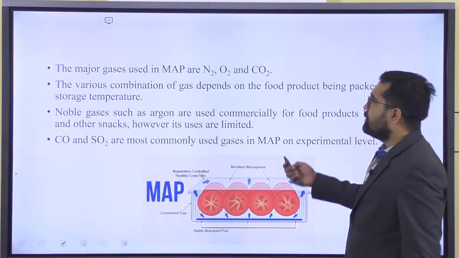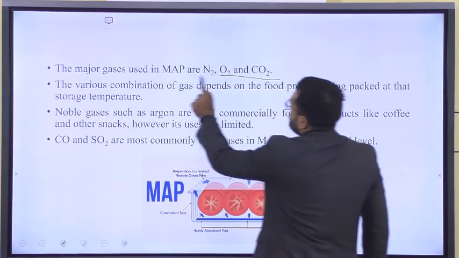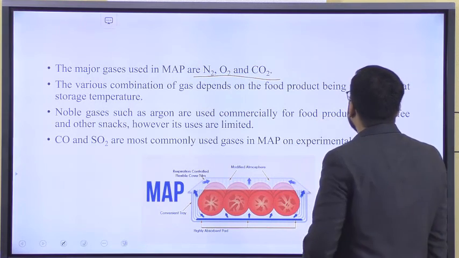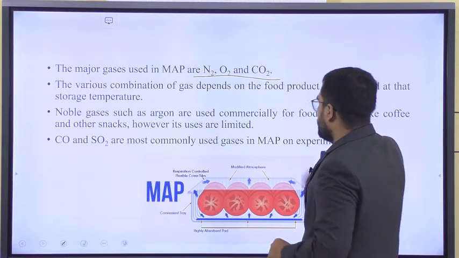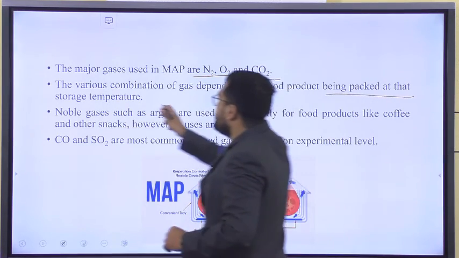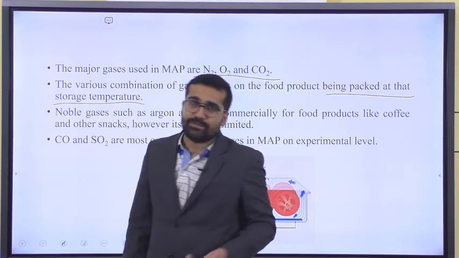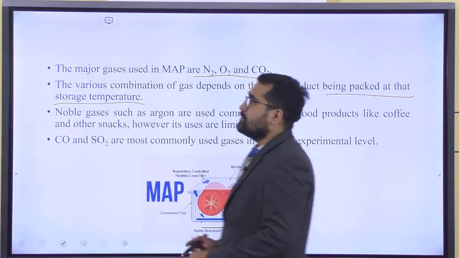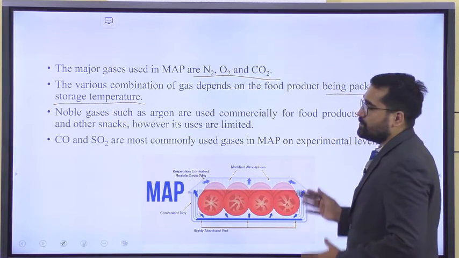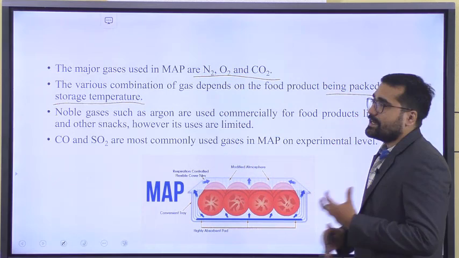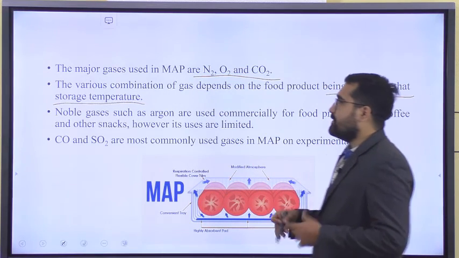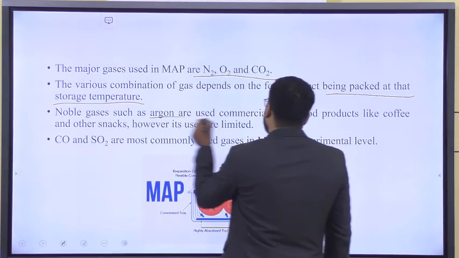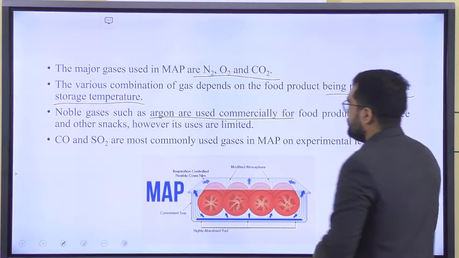So the major gases we already know are three: O2, CO2 and N2. The combination of these gases depends upon the food product when packed at a storage temperature. When the temperature also comes into the picture, the shelf life of the product can be enhanced drastically. So we not only use the composition of those three gases, we also try to add the temperature effect. And noble gases such as argon are used commercially for food produce like coffee.